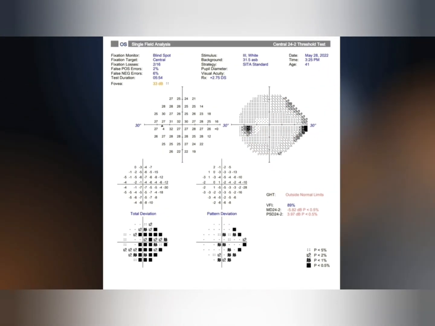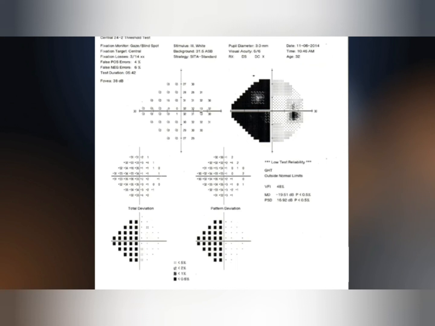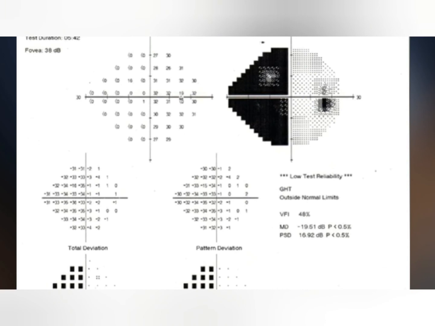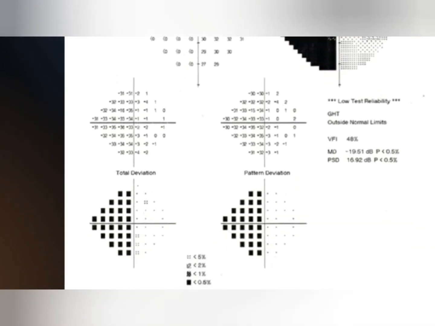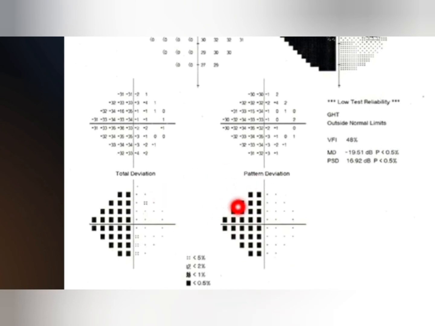So always remember, do not diagnose the glaucomatous field effect by only looking at the HVF value. You all need to see the disc status also. In this one, a hemianopic field damage is there. Here half of this side is damaged, and the total and pattern deviation are also showing similar findings.